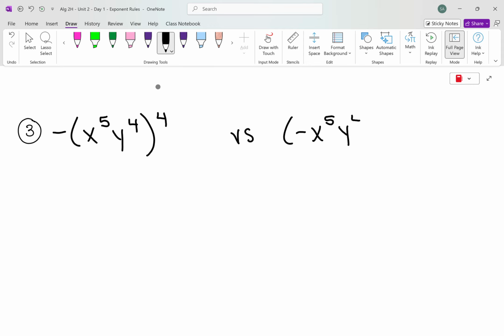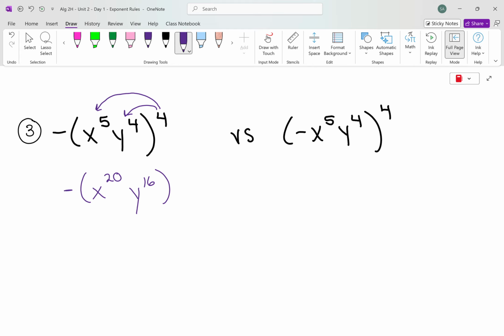Is that negative in the parenthesis? No. So in the first one, that negative is not in the parenthesis. Only the variables in the parenthesis get that exponent. So I'm going to distribute in that 4. Why am I allowed to distribute in that exponent of 4? Amanda? Because it's a monomial. So now I'm going to get x to the 5th raised to the 4th is x to the 20th. Remember, power to a power, you multiply, that's okay.